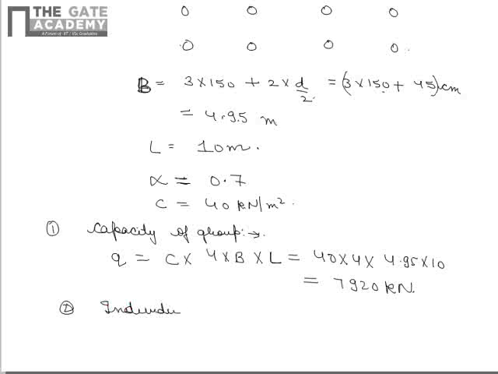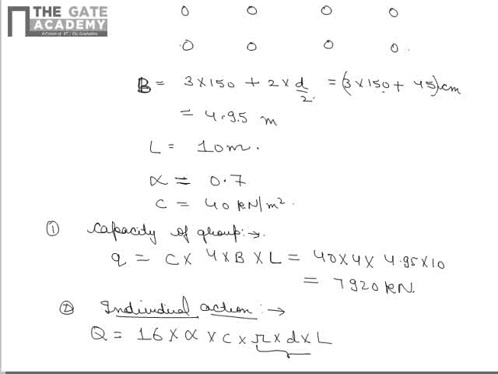Also, if piles act individually, since nothing is mentioned whether they are friction piles or end bearing piles, we will take them by convention as skin friction piles. So Q in that case is given by 16, where 16 is number of piles, into alpha mobilization factor, into C into pi into D into L. This term accounts for surface area of each pile. C is cohesion, alpha is shear mobilization factor and 16 is number of piles.